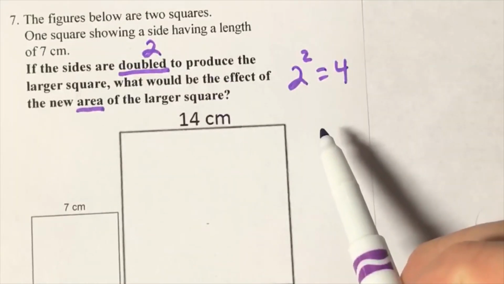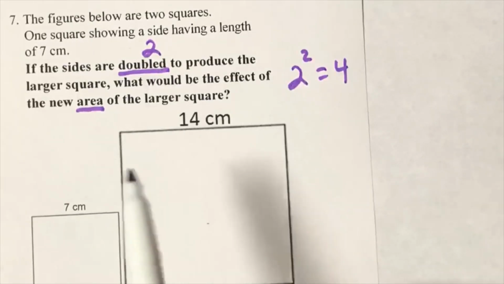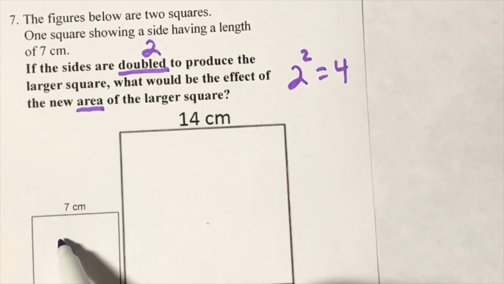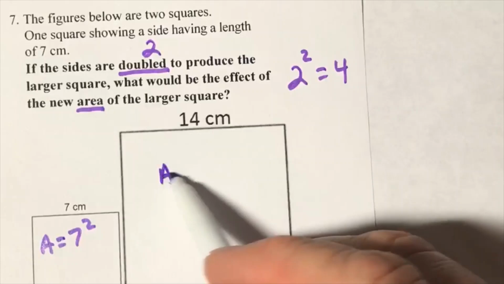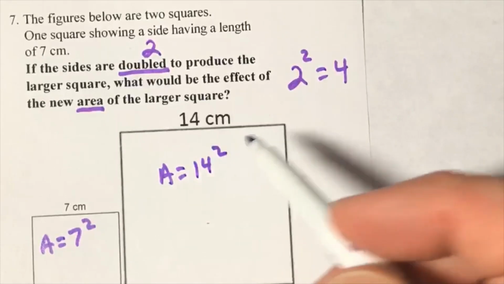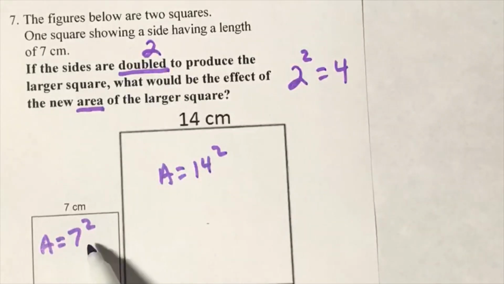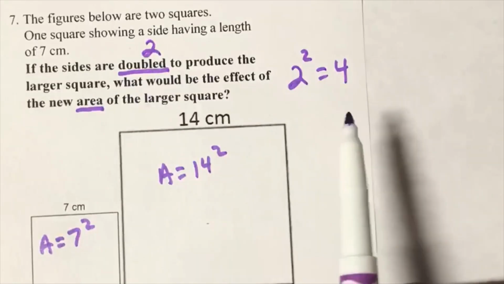You can always come back and calculate the area. We know that the formula to find the area of a square is side squared, so the area of this is 7 squared, and the area of this would be 14 squared, right? And this divided by that will produce this 4, okay?